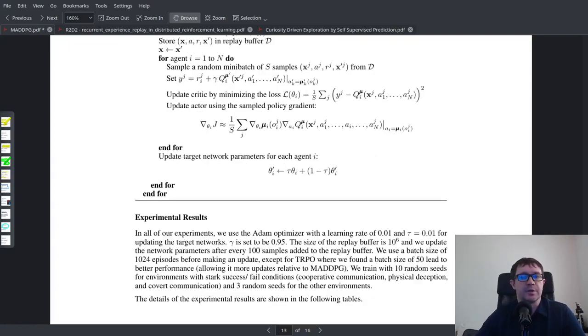Now, down here in the experimental results, they give us some of their hyperparameters. So we'll use the Adam optimizer with a learning rate of 0.01, kind of a large learning rate, and a tau of 0.01, also a little bit large, for your soft network updates.